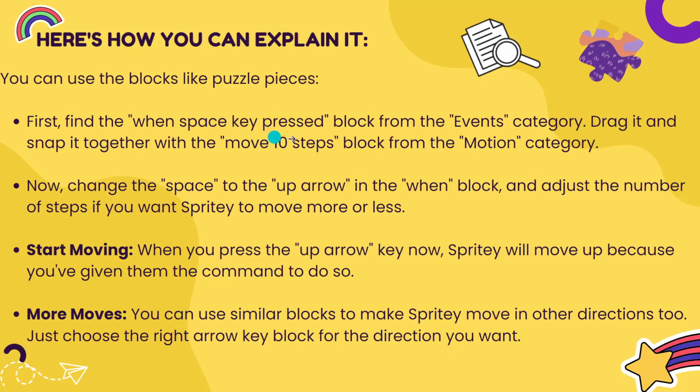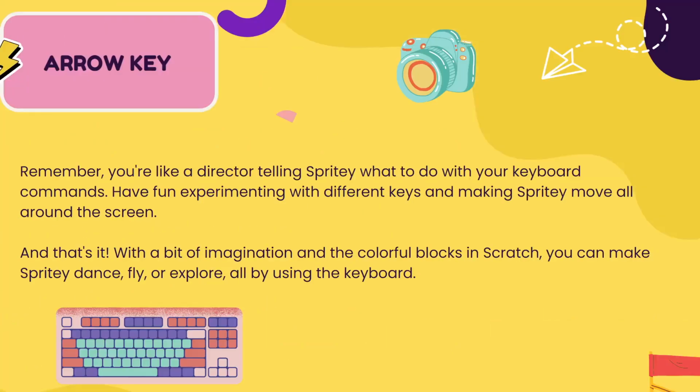First, we find the when space key pressed block from the events category. Then instead of space, we change it to the particular arrow key which we want, up arrow, down arrow, and then we join it with what? A motion block, because we want to give a movement. Whatever key you want, up arrow, down arrow, you can decide, and you have to attach it to the motion block. Now when you press the up arrow key, Spritey will move up because you are giving them the command to do so. Correct? It can move in other directions also as you specify.